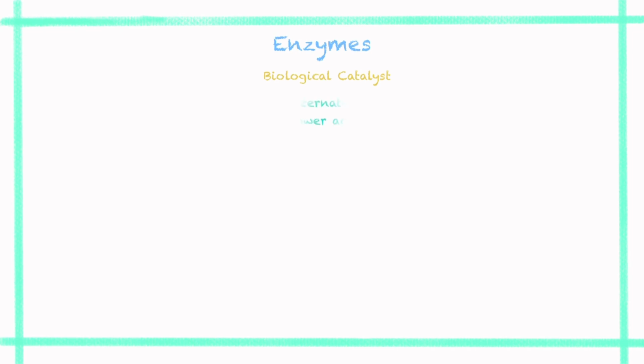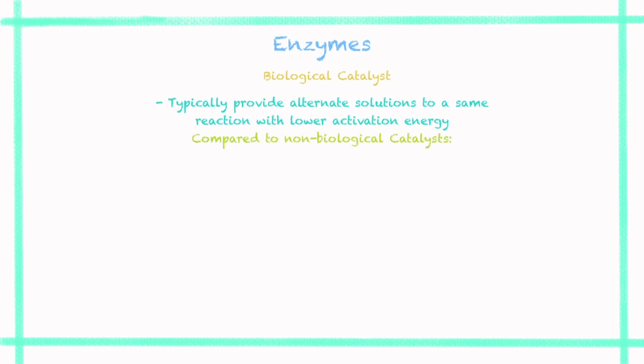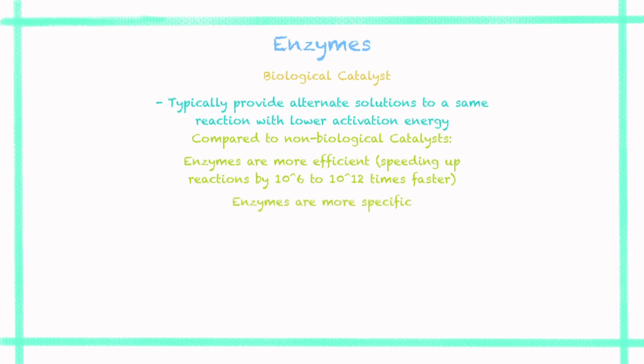Typically, enzymes provide alternate solutions to the same reaction with lower activation energy. There are significant differences between enzymes and regular catalysts. They are much more efficient, usually speeding up a reaction by a factor of 10 to the 6th to 10 to the 12th times faster. They are also much more specific. Usually one type of enzyme only catalyzes one reaction. And due to their specificity, they do not produce additional byproducts.